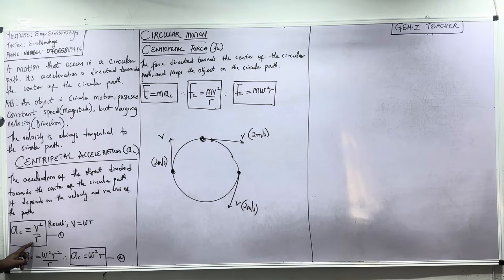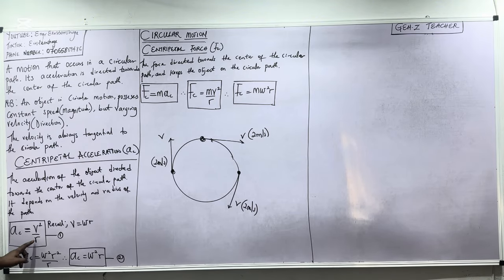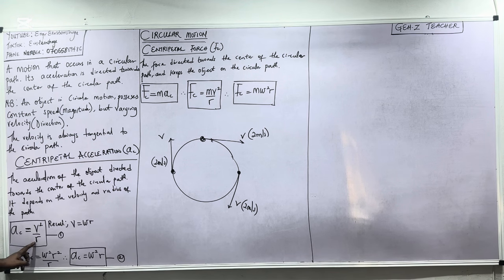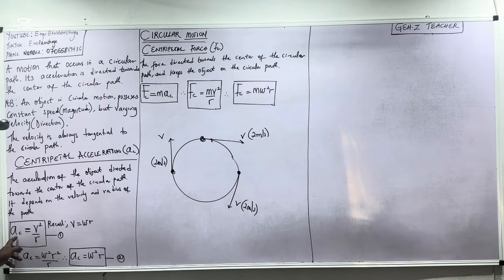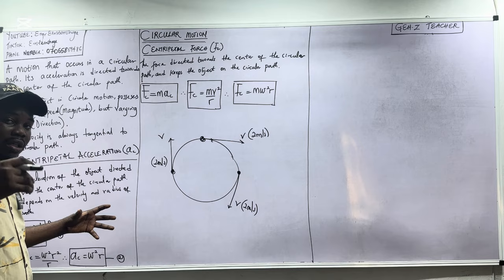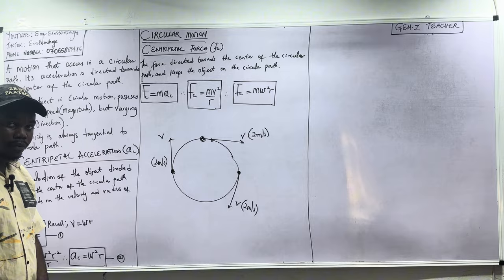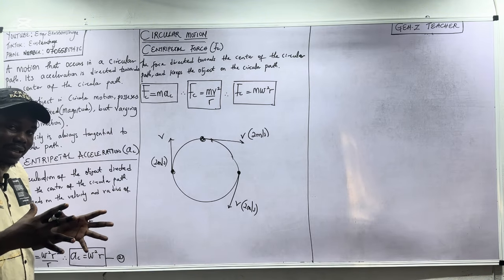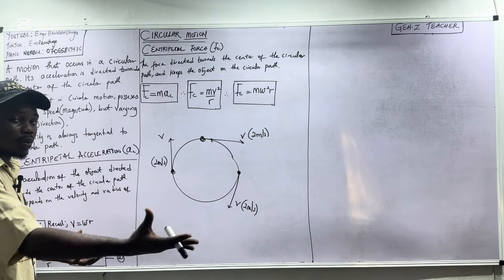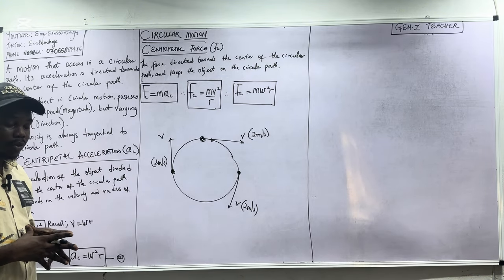If you observe the formula, you can see that a_c and r are inversely related. So if you increase the radius of the circular path, you have reduced the acceleration, while if you reduce the radius, you have increased the acceleration. So the wider the circle, the slower the acceleration, and the thinner the circle, the faster the acceleration. Okay, so we have done that.